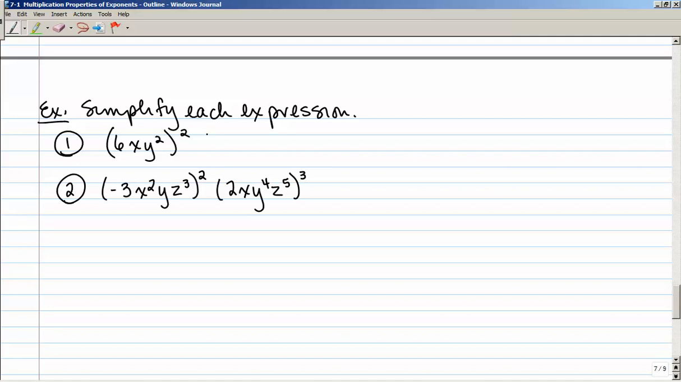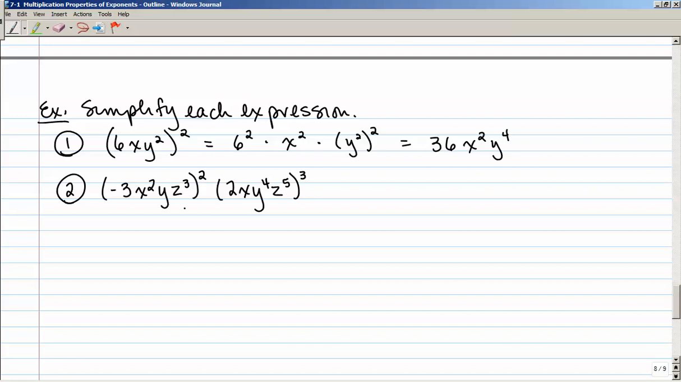6xy squared, the whole thing squared. Now, the mistake people often make is they think, okay, I've got an exponent inside the parentheses, an exponent outside the parentheses, so I can multiply. That's fine with the exponents, but you do not multiply this 2 outside times the big 6. What this really means is 6 squared times x squared times y squared squared. Don't give me a 12 for your coefficient. It's actually going to be 36. The squared applies to the 6. 6 squared is 36. X squared, y to the 4th.